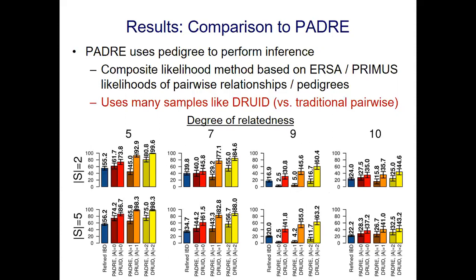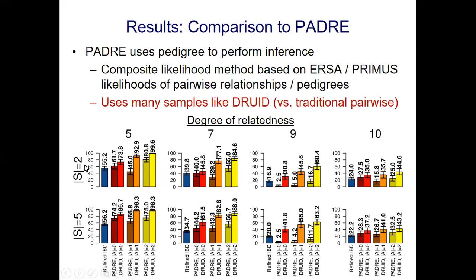PADRE is a method that uses a composite likelihood approach based on the output of URSA and Primus to compare the likelihoods among different possible degrees of relatedness between 2 different clusters of close relatives. So again, this is more directly comparable to DRUID and is, again, a multi-way relatedness approach. I've, in some sense, flipped the axes compared to the previous slide.